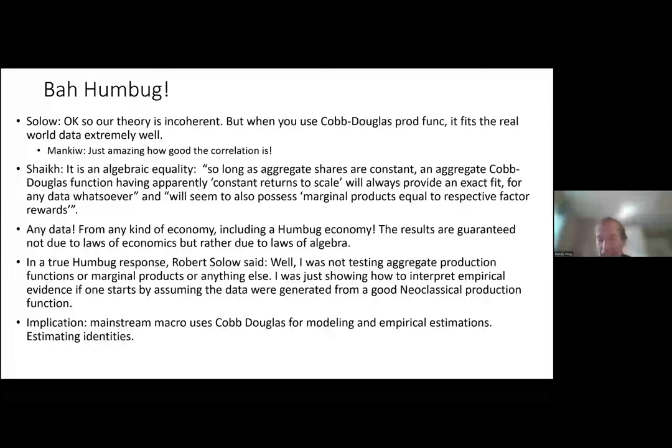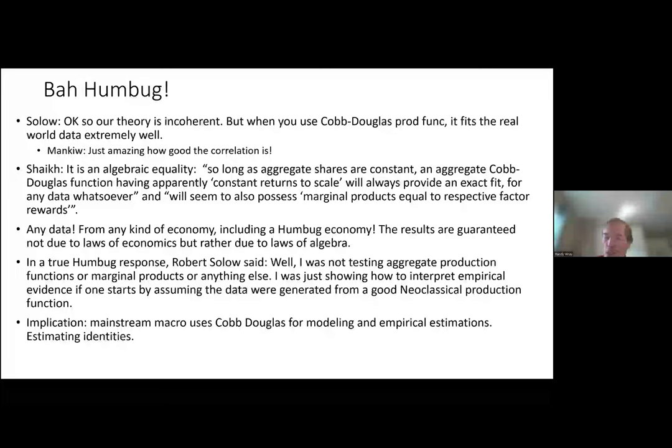any kind of economy. And so what he did was he created a production function that spells out humbug to create the data, then uses the Cobb-Douglas production function to estimate a fit, and it's perfect. So it just shows it's not due to any law of economics, it's due to the laws of algebra. If you estimate an identity, you get a very good fit.